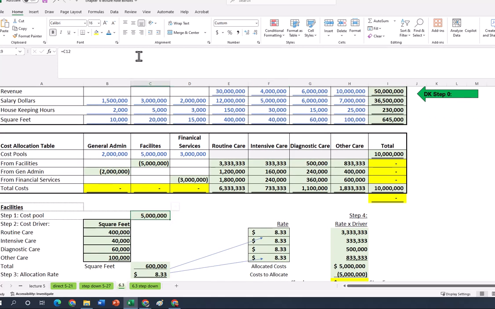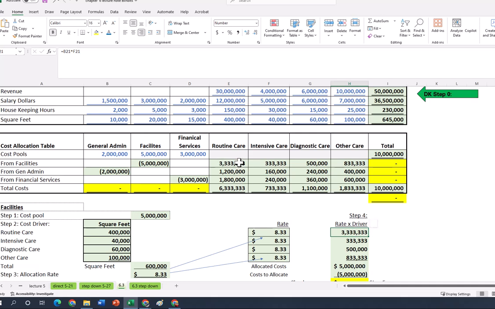Facilities is the cost pool, it's $5 million. We said we're going to do it by square feet, so we link all the square footage of the patient service departments. We total our cost drivers. We do the math. We divide the cost pool by the total cost driver metric. We get $8.33. We bring it over here. We take the square foot times the allocation rate, and we get our allocation.